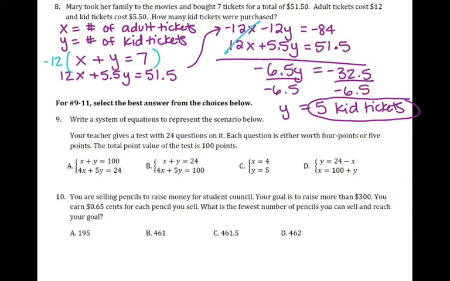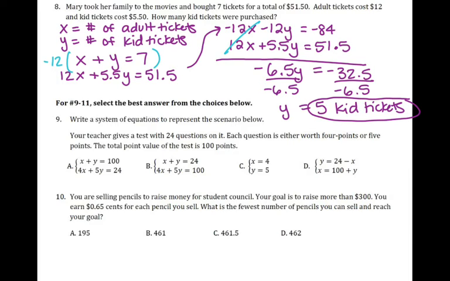For number 9, it says write a system of equations that represents this scenario. Your teacher gives a test with 24 questions. Each question is either worth 4 points or 5 points. The total point value of the test is 100 points.